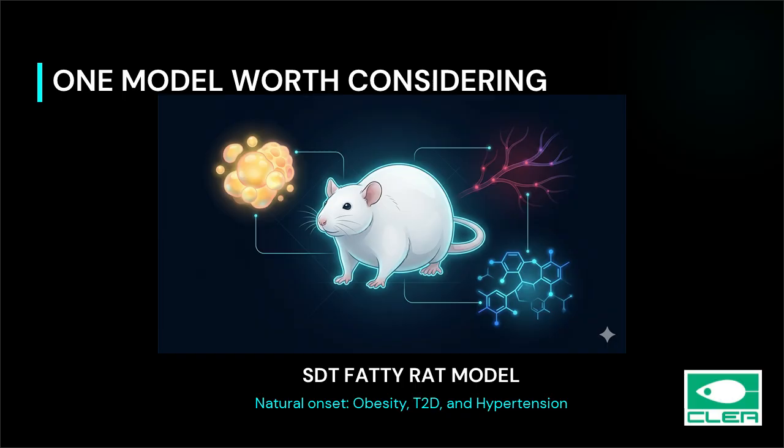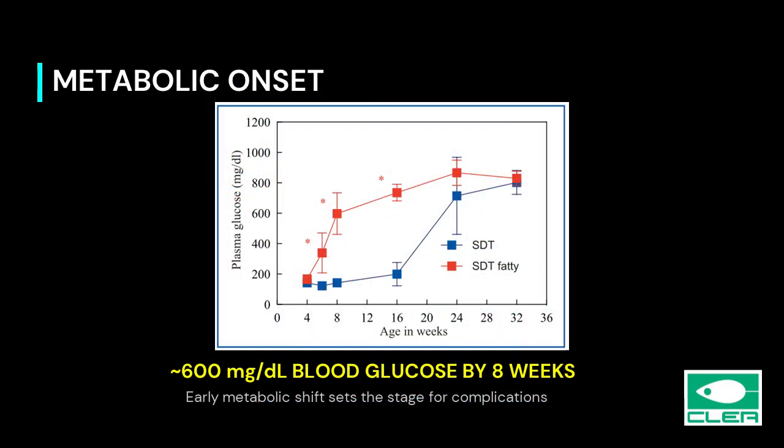One example is the SDT fatty rat. It develops obesity, type 2 diabetes, and hypertension without artificial induction. One of the earliest features is metabolic dysfunction. The SDT fatty rat develops obesity and type 2 diabetes very early, with blood glucose levels reaching around 600 milligrams per deciliter by 8 weeks of age. This early metabolic shift sets the stage for downstream complications.